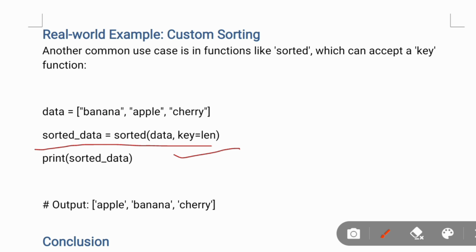So as I have already mentioned, the output will be an array of apple, banana, cherry, and apple contains 5 letters, banana contains 6 letters, and cherry contains 6 letters. So the apple will come first. So this is about the example.